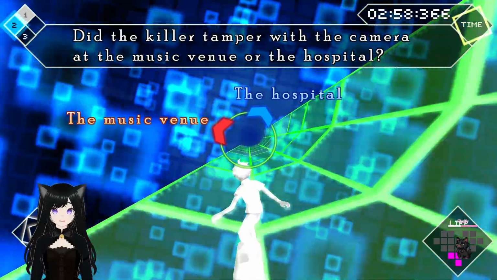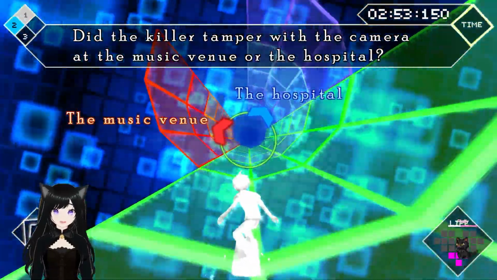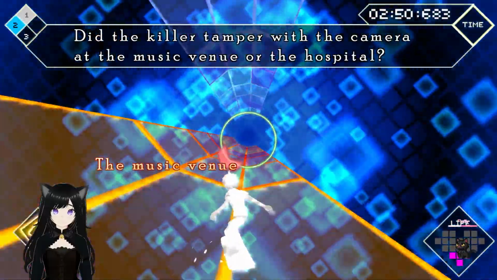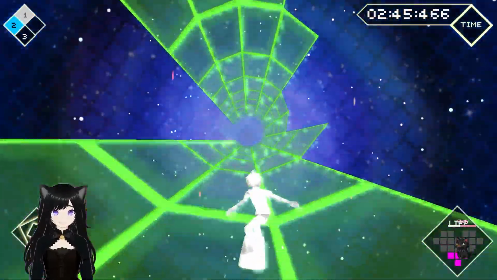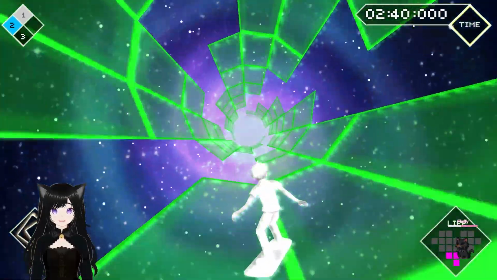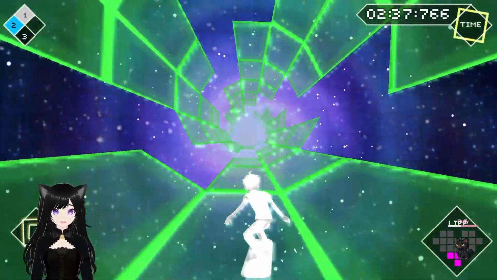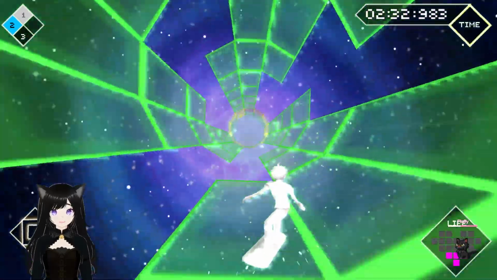Alright. Did the killer tamper with the camera at the music venue or the hospital? It's gonna end up being the hospital, isn't it? No, it was the music venue. Okay. I was uncertain. The problem with this mini game is it doesn't give you time to think about the answers. You gotta go with gut feeling. This is a wild road, man.